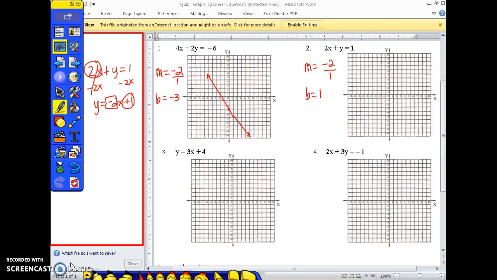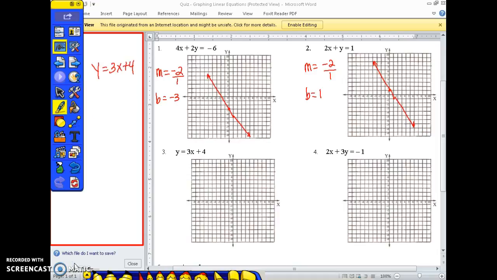Y-intercept is 1, so on my y-axis, I'm going to plot a 1. Once I plot my y-intercept, which is b, then I follow my slope. The numerator says to go down 2 from the y-intercept. The denominator says to go to the right. When you make the point, connect the 2 points that you plotted, and that is your graph.